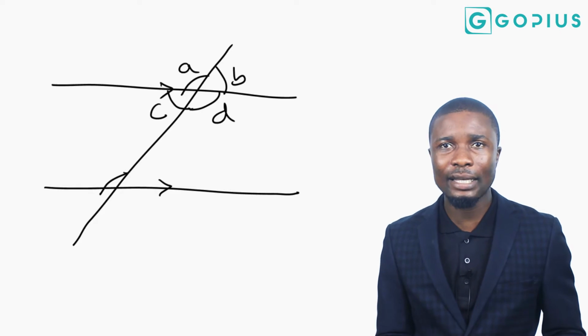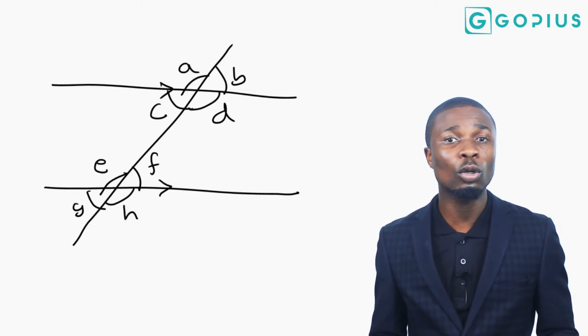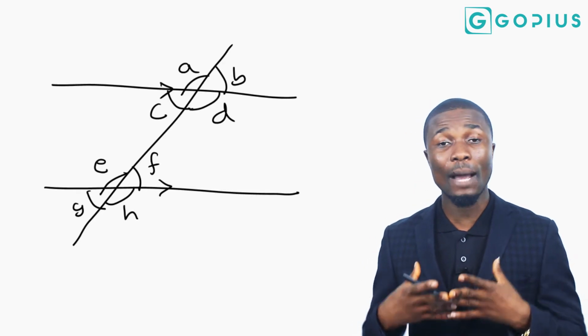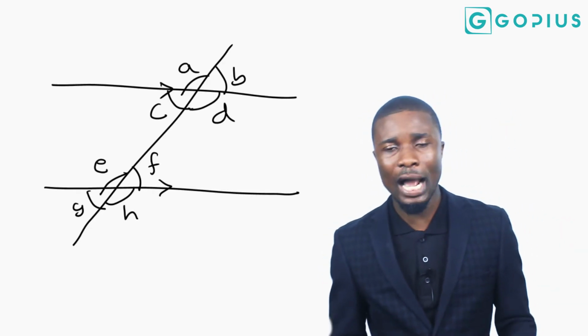Now on this other line down here I can also have an angle E. Here I can have an angle F. Here I can have an angle G. And here of course I can have an angle called H. Now we can begin to state some properties as far as these angles are concerned.